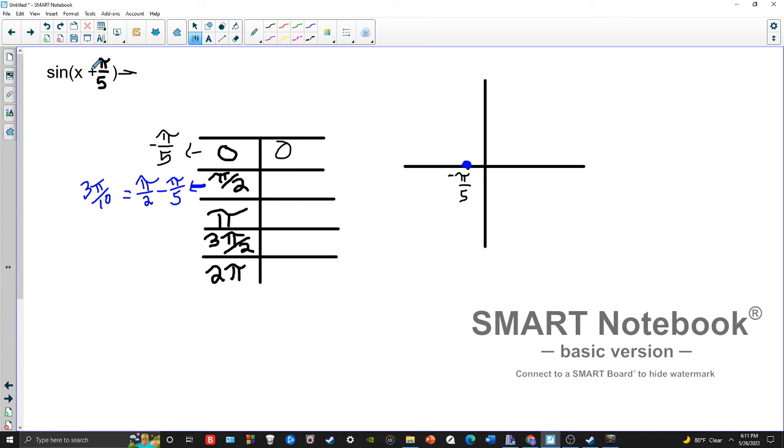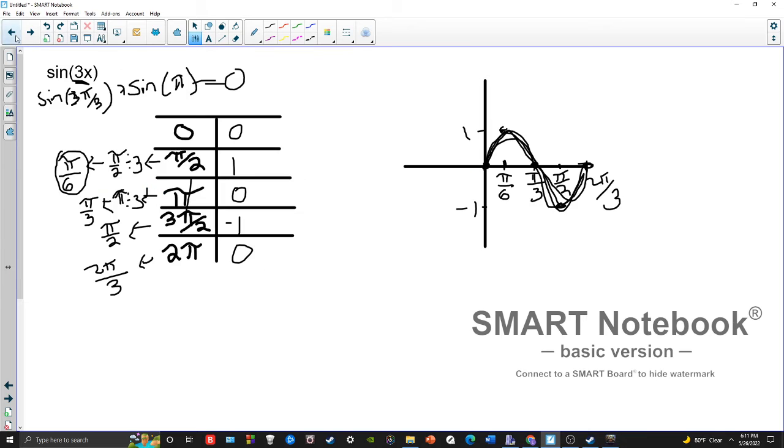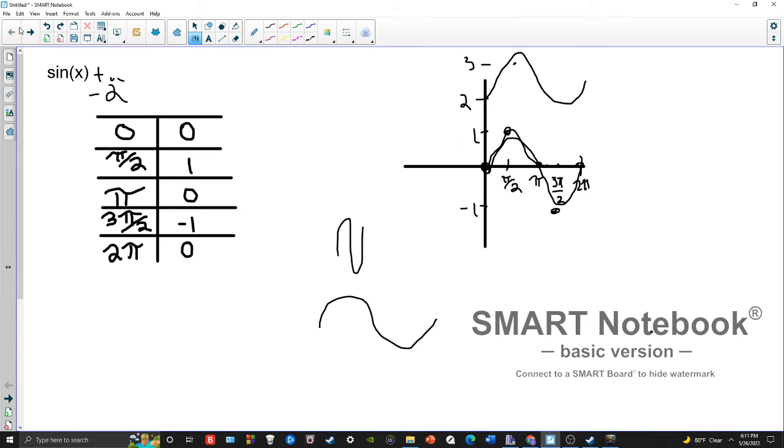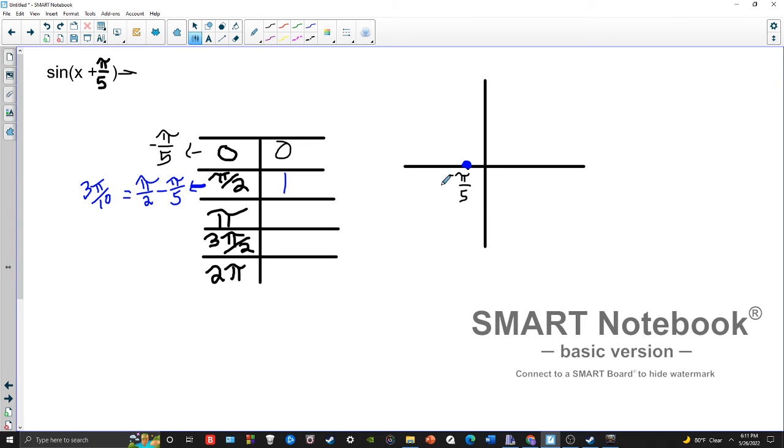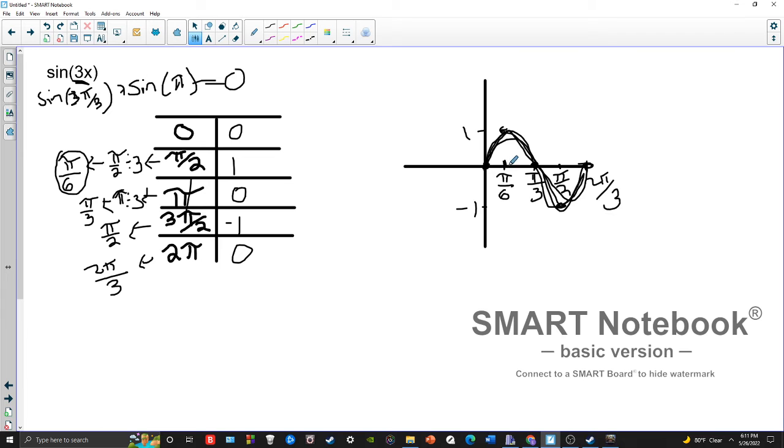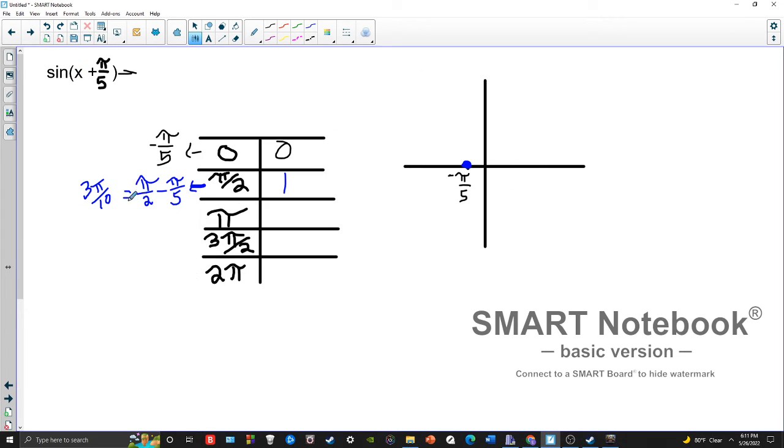Again, feel free to check me if I'm wrong here, but I believe if you plug in 3 pi over 10 plus pi over 5, you do end up getting pi over 2. And then I know that sine of pi over 2 is going to give me a positive 1. So once again, my second point is not going to be pi over 2, my second point is going to end up being 3 pi over 10. Right? I think actually my second point here was pi over 6. I started at 0. But instead of pi over 6, I'm now going to have 3 pi over 10.